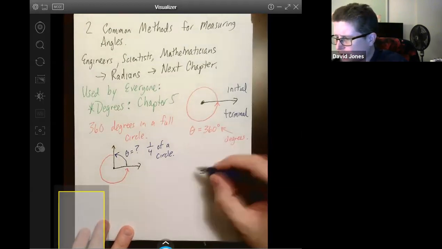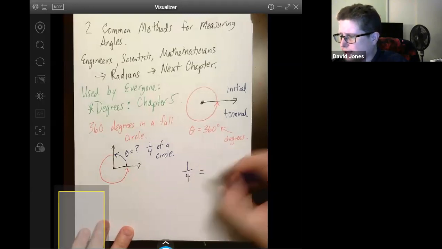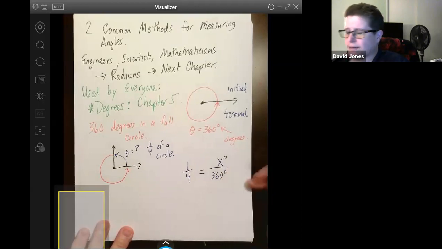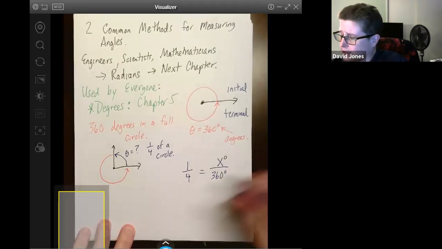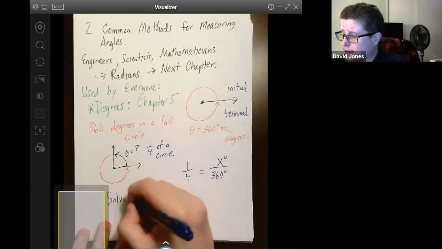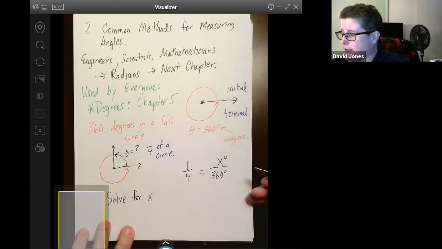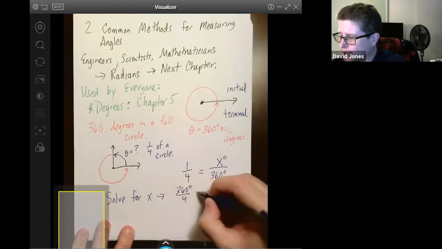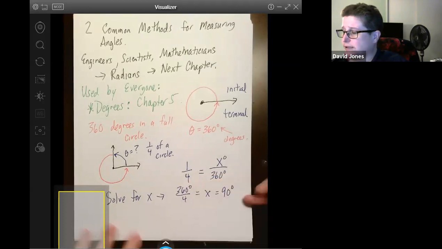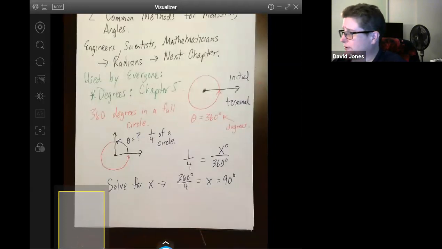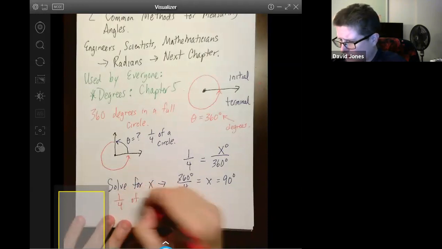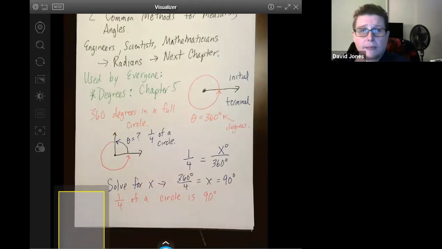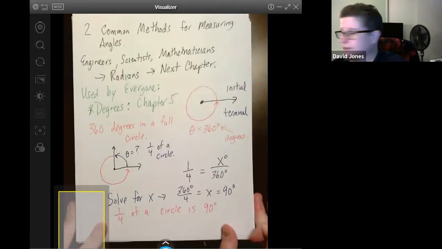So let's do a proportion. On one side, we've got 1/4 of a circle. On the other side, we're going to have 360 degrees on bottom. The top is X number of degrees. We don't know how far that is. Solve for X. You get 360 degrees over 4 equals X, which is 90 degrees. So a quarter of a circle is 90 degrees. We'll pause there for a second.